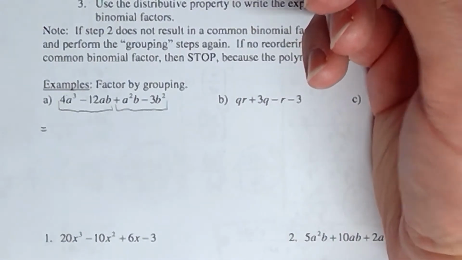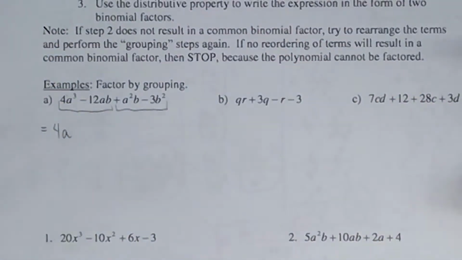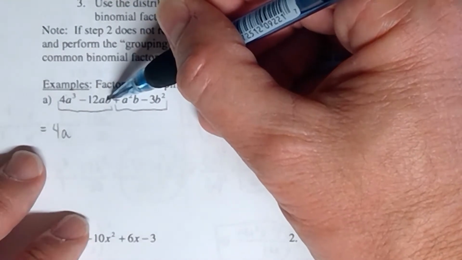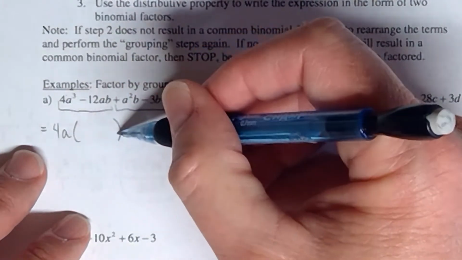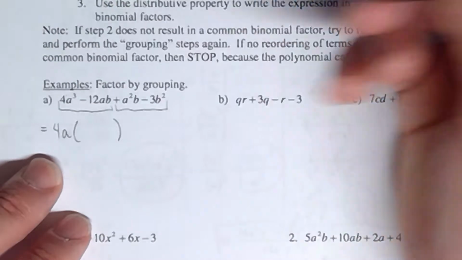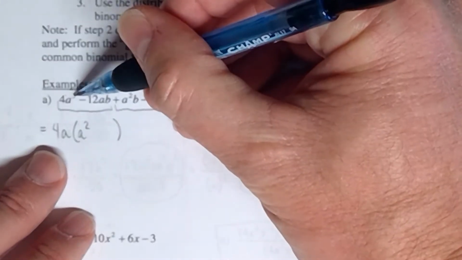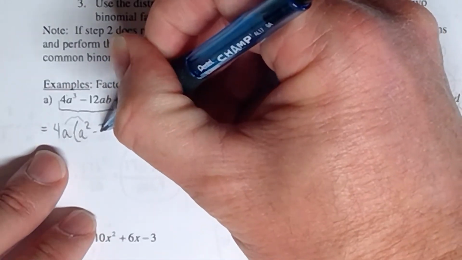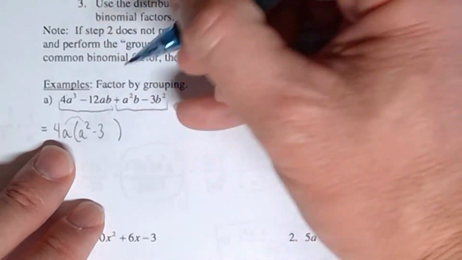The GCF here is going to use the same techniques we did in the first part of this section in the previous video. It's going to be 4a to the first. Notice there's no b in the GCF because the b is not in both terms here. Then I factor it out. There are going to be 2 terms inside of this bracket because there are 2 terms here. And what does 4a get multiplied by? It would be multiplied by 1a squared to get 4a to the third, and then multiplied by -3 to get -12a to the first. The a to the first and a to the first are the same, so we don't put a in there.